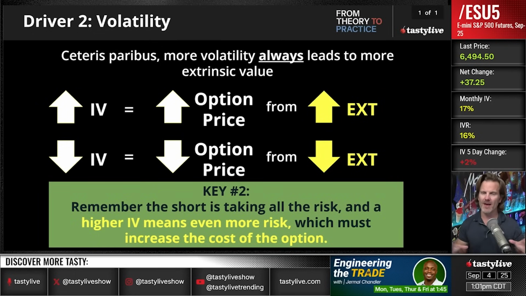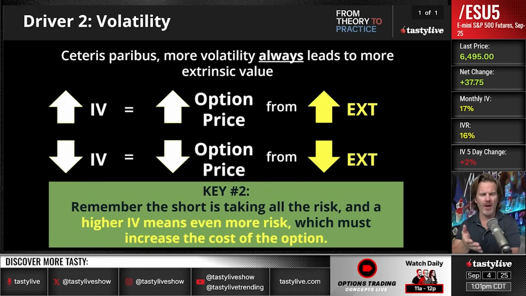Of course, ceteris paribus almost never happens in the marketplace because so many things are moving and changing at any given moment and on any given day, but it's still really helpful to peel back. All right, if I was in a vacuum and this was happening, how would I understand the relationship between the two variables in question? In this case, volatility and extrinsic value. They're going to move together.